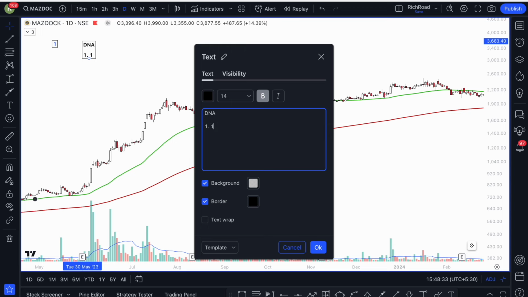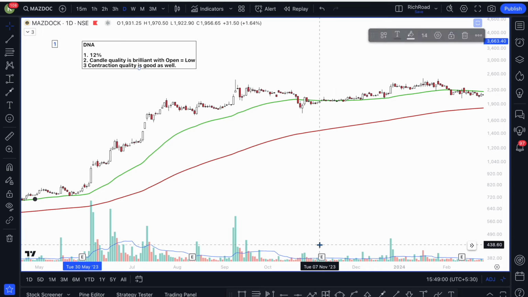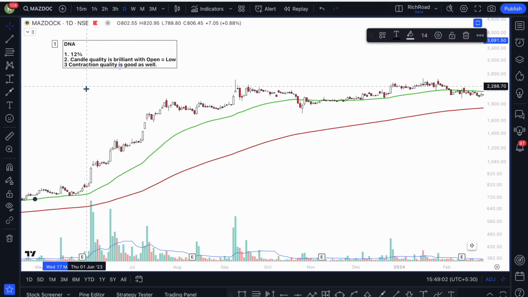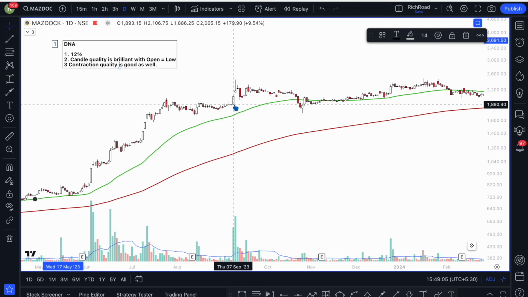So the candles are what? 12% or so. I can just write 12%. You get the idea. Candle quality is absolutely fantastic, with opens near the lows. Contraction quality is good as well. So you take a note of that. And in a single up move, how much are you going? 20% done, so more than that. Fine. You write it here. This is the area you have to analyze.